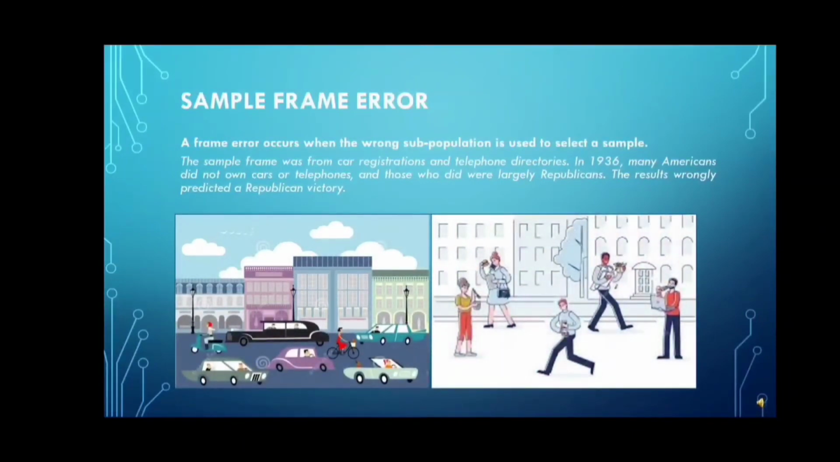Sample frame error. A frame error occurs when the wrong subpopulation is used to select a sample. Way back in 1936, the sample frame was from car registrations and telephone directories. In 1936, many Americans did not own cars or telephones, and those who did were largely Republicans. The result wrongly predicted a Republican victory.